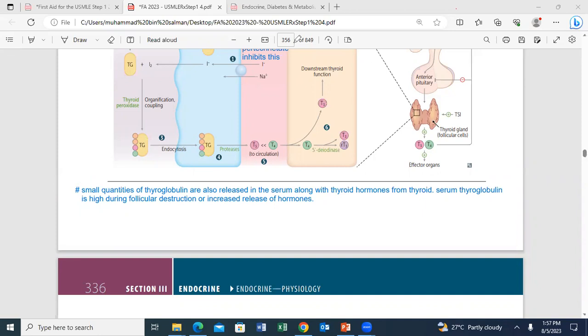So if you have raised T4 and T3 in your blood, but low levels of thyroglobulin, this means that this T4 and T3 is not released from the thyroid. Instead, the patient is taking exogenous thyroid hormones. And if there is a raised level of T4 along with a raised level of thyroglobulin in the blood, this means that the thyroid is producing excessive thyroid hormones.